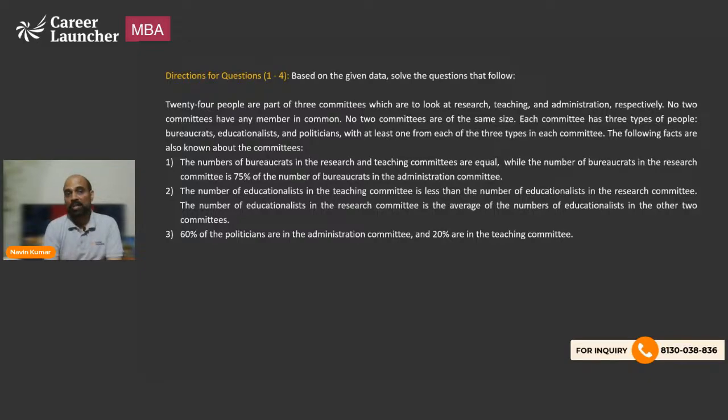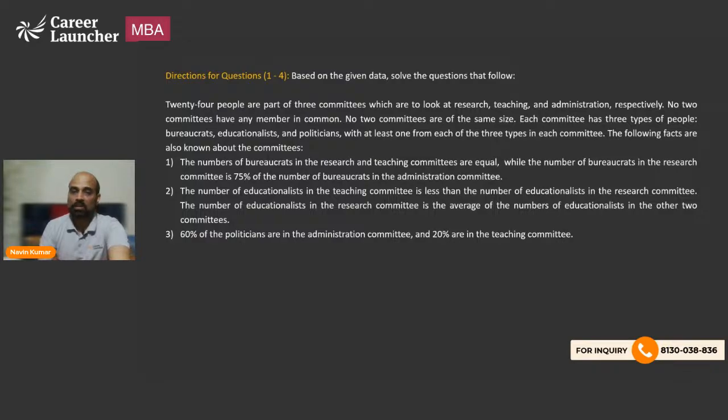The numbers of bureaucrats in the research and teaching committees are equal, while the number of bureaucrats in the research committee is 75% of the number of bureaucrats in the administration committee. The number of this in teaching committee is less than this, number of this is the average of this, and so on and so forth.